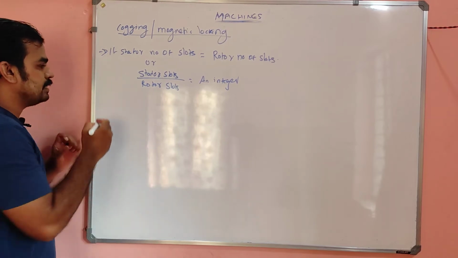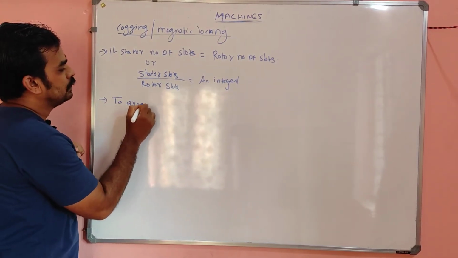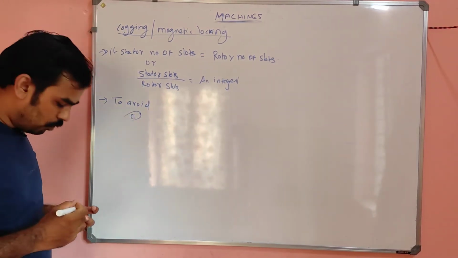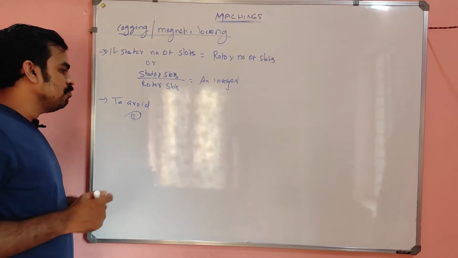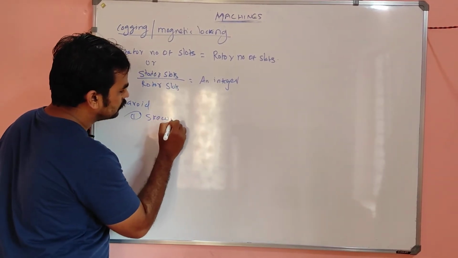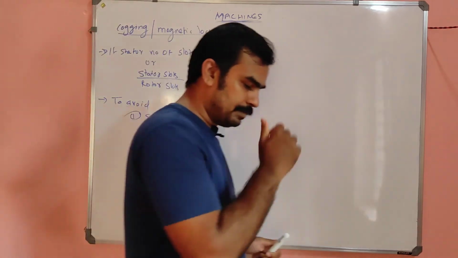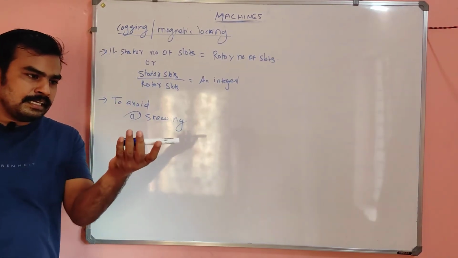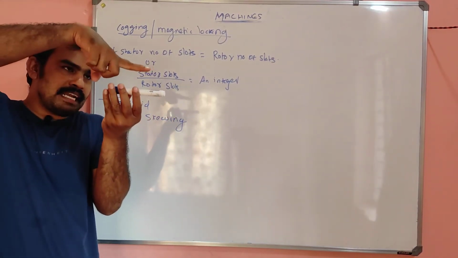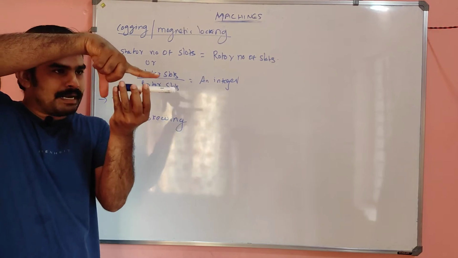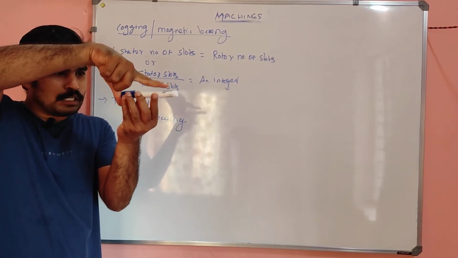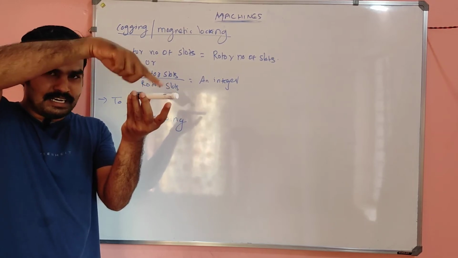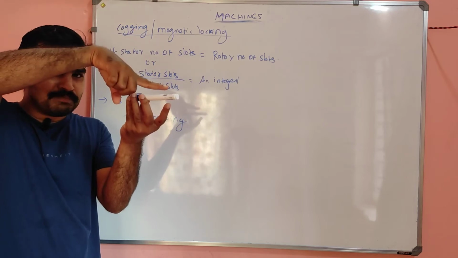And how can we avoid this? To avoid this magnetic locking or cogging, we have to make skewing. Skewing is nothing but not making the rotor slots and the stator slots parallel, but slightly skewed. Skewed means not exactly parallel, but slightly inclined to some angle.